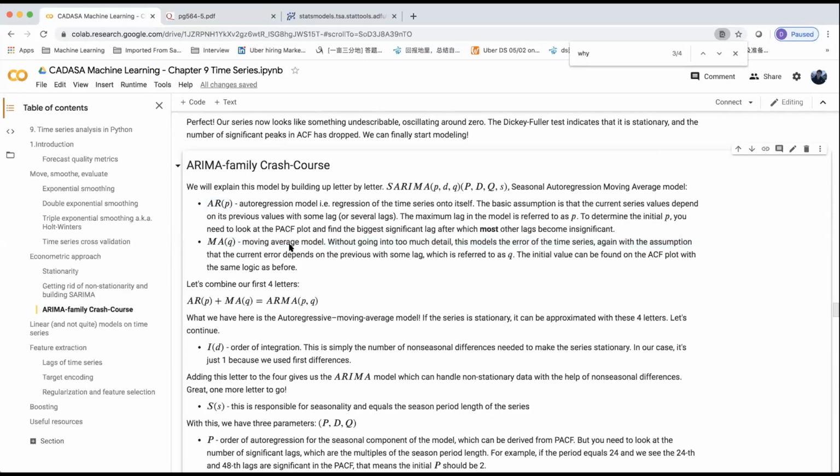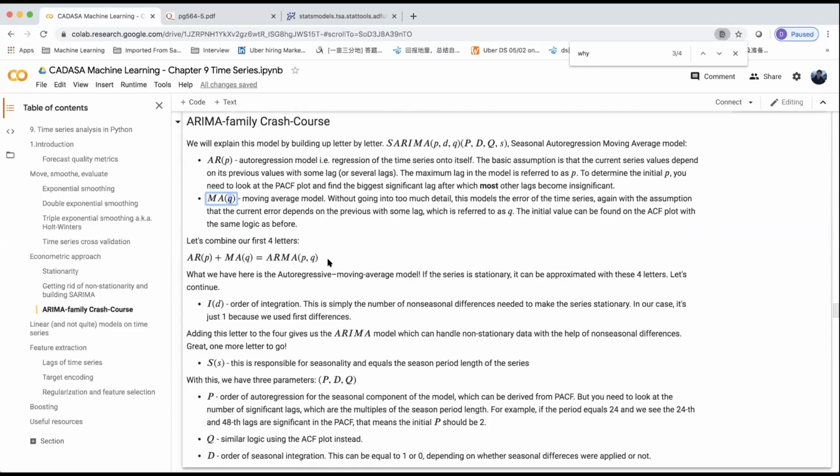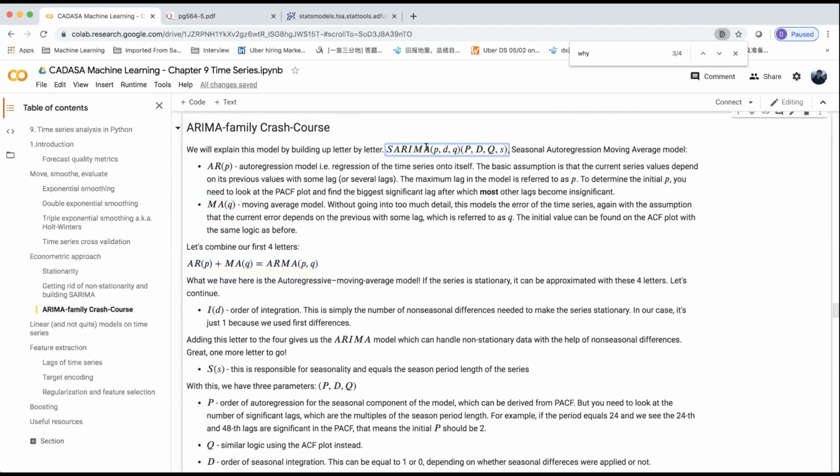MA, the moving average model, is the second part. I'm not going to go into too much detail right here, but the model basically looks at the error of the time series, with the assumption that the current error depends on the previous errors with time lags. So we do not only care about Y, we also care about the error E. So e_t depends on e_{t-1}, e_{t-2}, and so on and so forth. And Q is the maximum lag you can use for that regression. If you add those two together, we have the ARMA model.